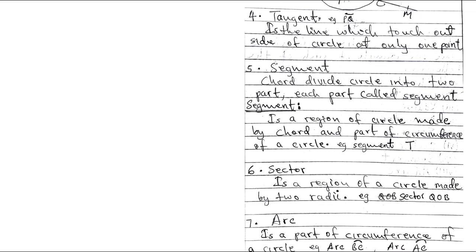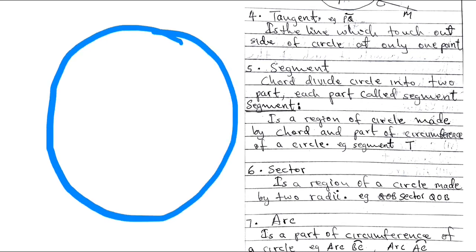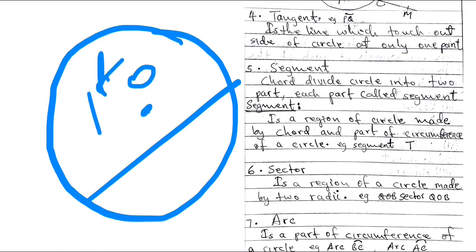Another terminology here is segment. What is a segment? As I said before, a segment is a part of the circle or region found on a circle made up by the chord and a part of the circumference. Assume this is a circle and you have a certain chord. Let's say this one is a chord. Then a chord always divides the circle into two segments. So this is the first segment here, this is the second segment. From there, I will find two segments.